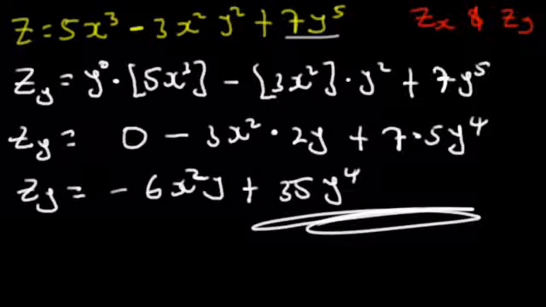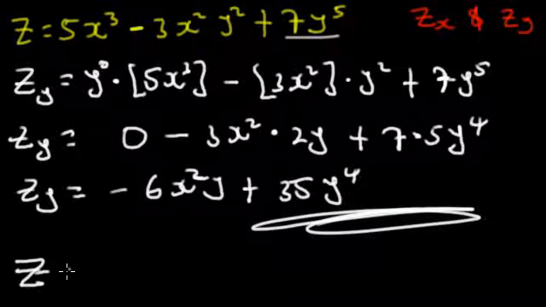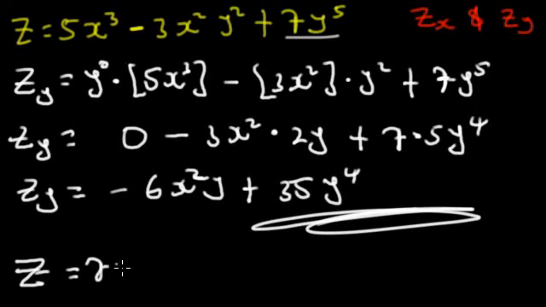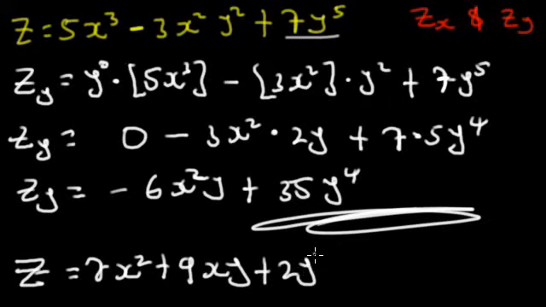So this is an exercise I have for you: consider finding z of y and z of x for a given multivariate function z equal to 7x squared plus 9xy plus 2y to the power of 5.